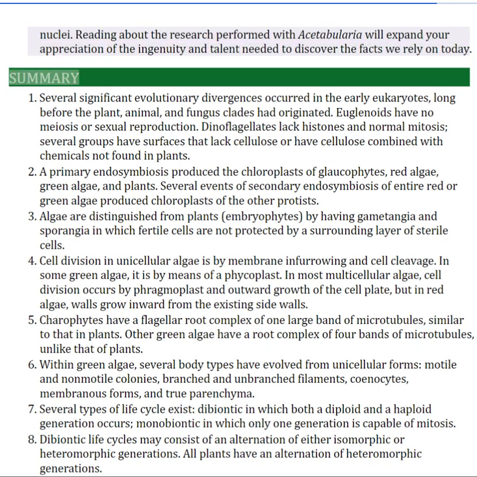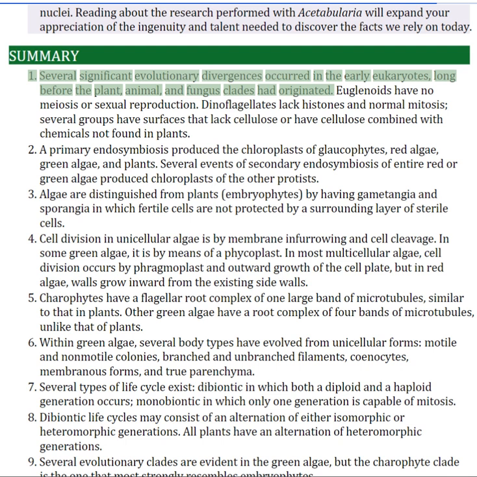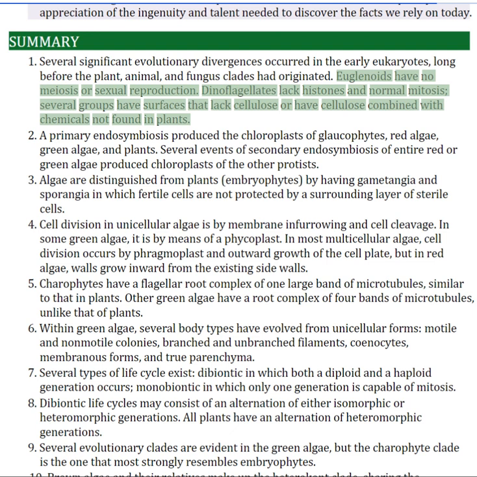Summary. 1. Several significant evolutionary divergences occurred in the early eukaryotes, long before the plant, animal, and fungus clades had originated. Euglenoids have no meiosis or sexual reproduction. Dinoflagellates lack histones and normal mitosis. Several groups have surfaces that lack cellulose or have cellulose combined with chemicals not found in plants.